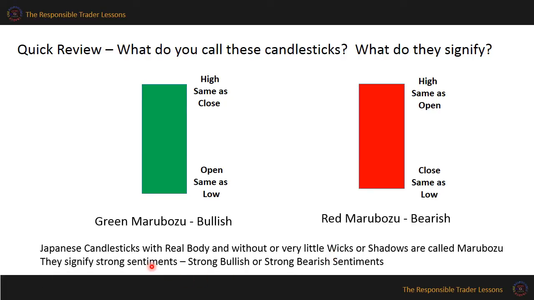Japanese candlesticks with a real body and without upper or lower wicks or shadows are called Marubozu. They signify strong sentiments, strong bullish or strong bearish sentiments.